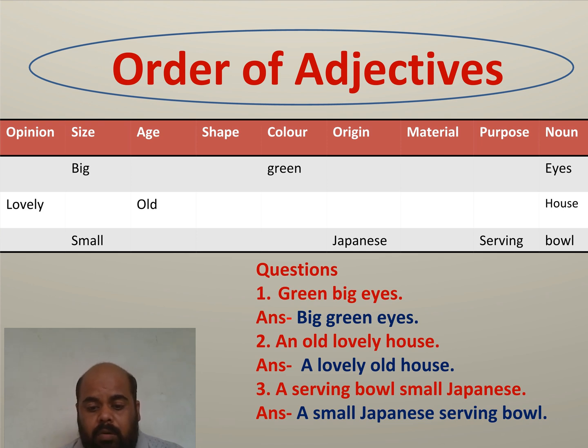Now on to the next: "a serving bowl, small Japanese." Here serving is purpose, bowl is obviously the noun, small is size, and Japanese is the origin. So what will be the correct order? "A small Japanese serving bowl." Okay, so that was about the order of the adjectives. I hope you have understood that.